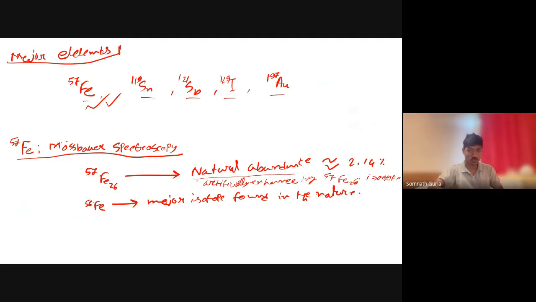Now the question is how we can generate iron 57 with I equals 3 by 2. Iron 57 is naturally abundant at around 2.14%, but that is I equals half. We have Fe 57, atomic number 26, I equals half, naturally abundant. So now the question is how we can get I equals 3 by 2. How can we get that?